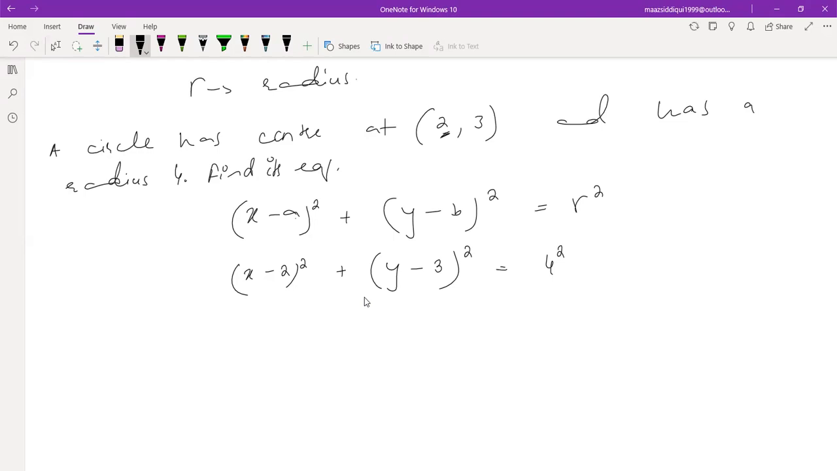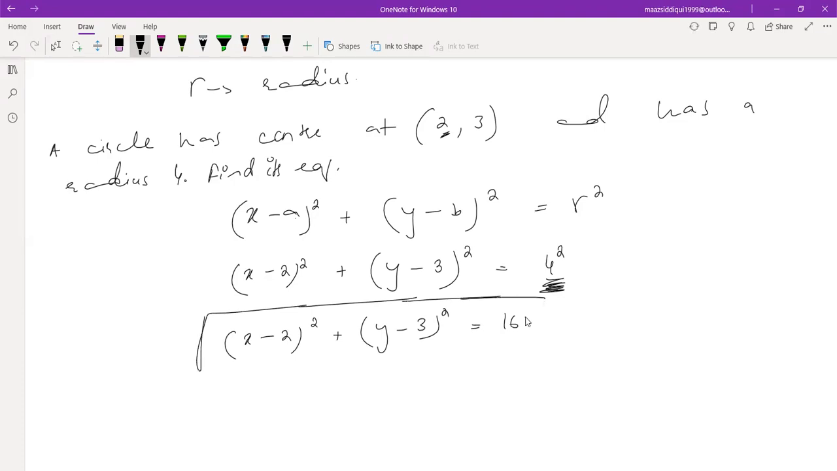This is not the final answer because this can be solved further. So we'll say x minus 2 whole square plus y minus 3 whole square is equal to 16. For the question given above, this is the equation of the circle.